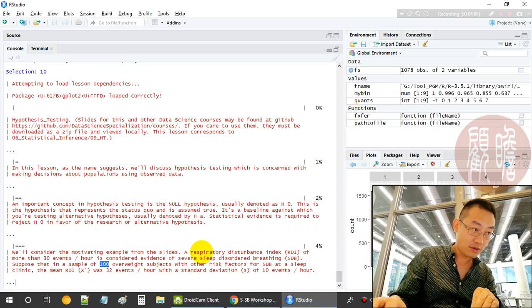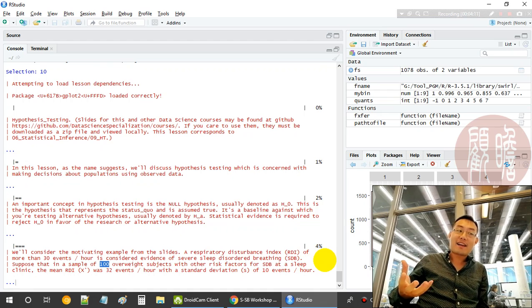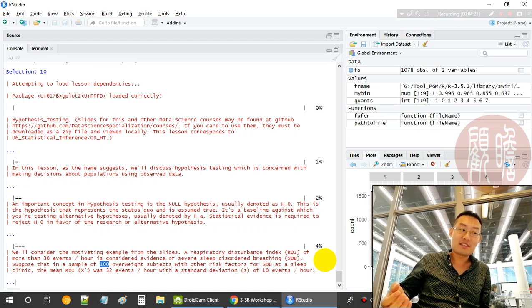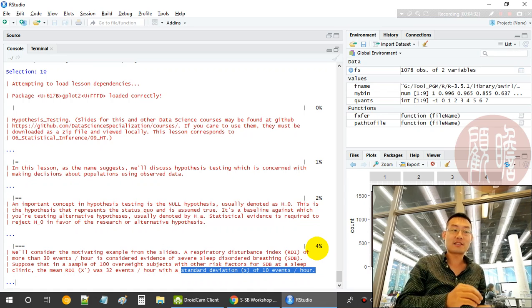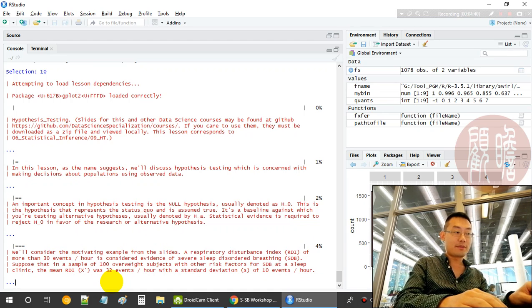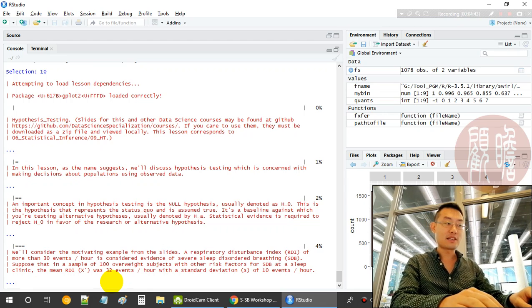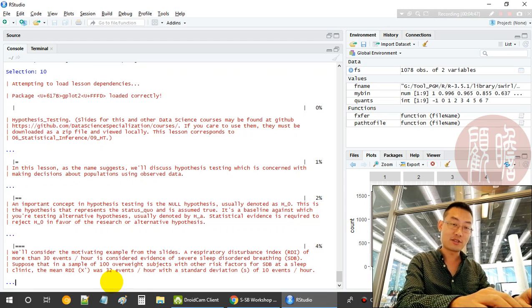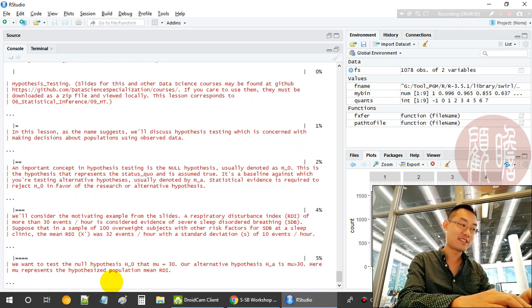This measure is called the respiratory disturbance index. They measure sleep disordered events for these 100 people, and they calculate the average RDI, the events per hour, which is 32. But since each person's number of events is different, there is variance, indicated by the standard deviation of 10 events per hour. Now we have a benchmark of 30 events per hour. If it's more than 30, we say it seems that overweight people are more likely to have this disorder. If it's less than that, then it's not very obvious.